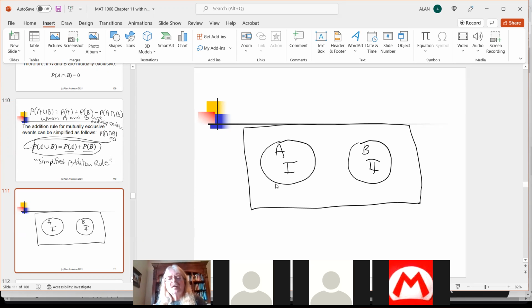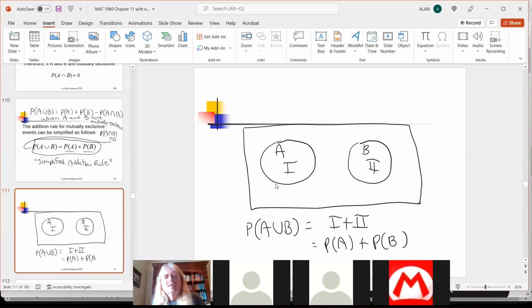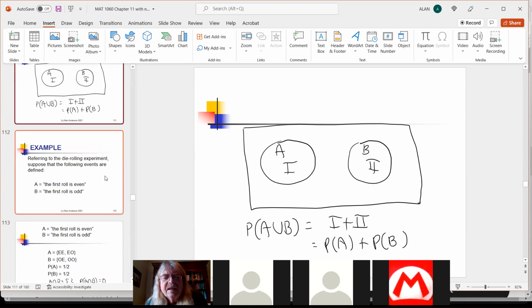So the probability of their union, that's it. And that's all there is to it. There's no overlapping, there's nothing to subtract. You just add them up. All right. So let's do an example.